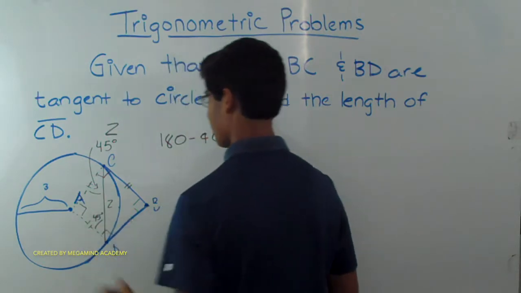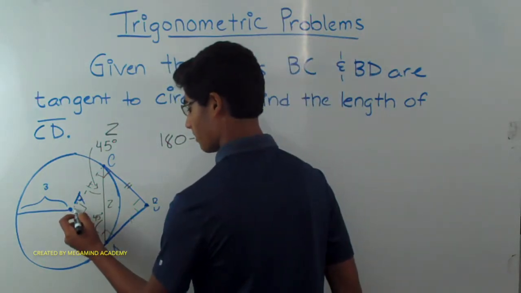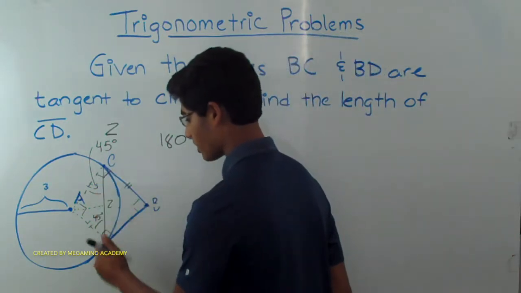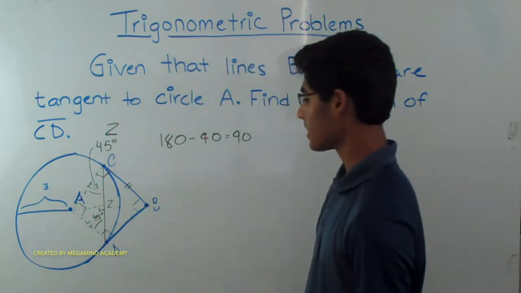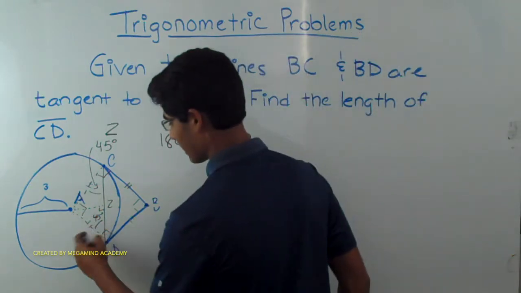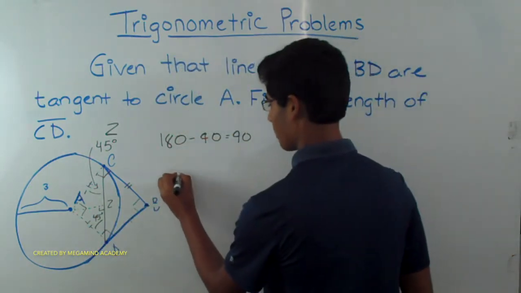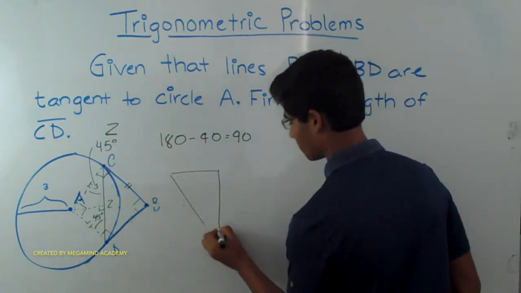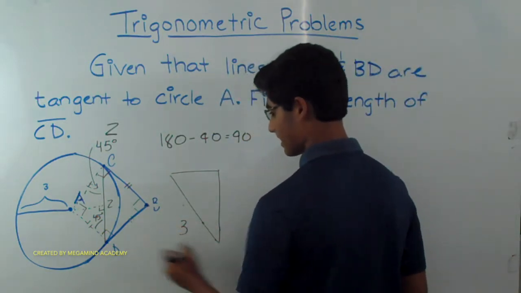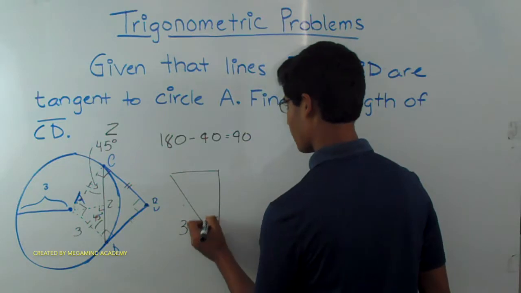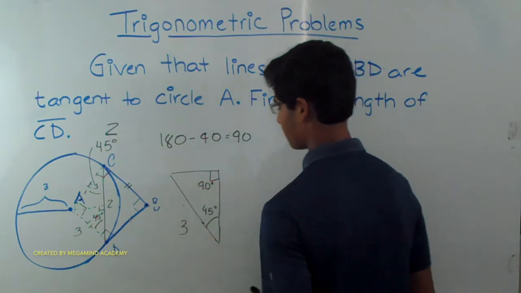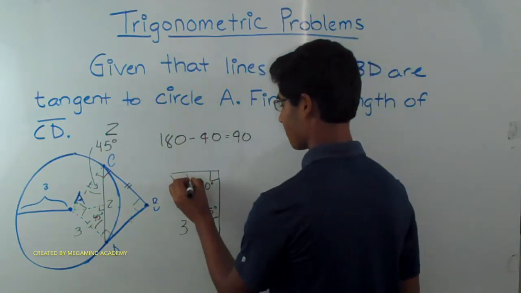45 degrees. And if we put another line down the middle, we see that we can come up with a right triangle. This has to be perpendicular to chord Z. So let's draw this out here for a better view. We know this is length 3, the radius. We know this is 45 degrees. We know this is 90 degrees. And so this is also 45 degrees.